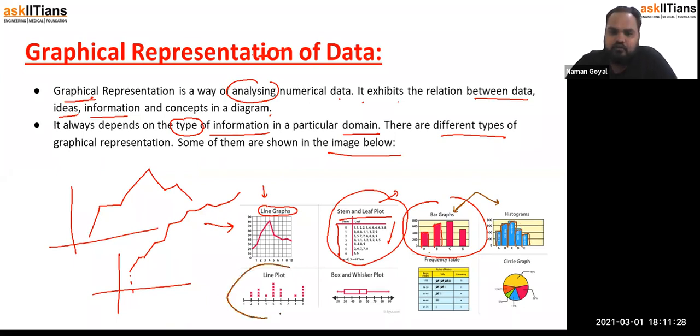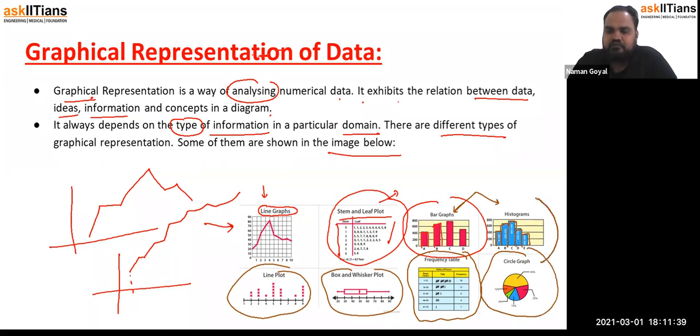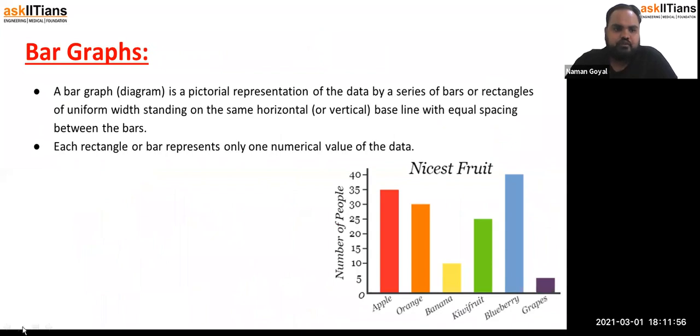This is a line plot. Okay, this is a box and whisker plot. This is a frequency table. We know how we draw a frequency table, right? This is a circle graph, or this is a pie chart. This graph is what? Pie chart. Okay. So in today's lecture we are going to learn about bar graph and circle graph, which is pie chart. In the next lecture we are going to learn about line graph, histogram, linear graph, and so on. Got it? So first we are going to start with, no, not line graph, bar graph.